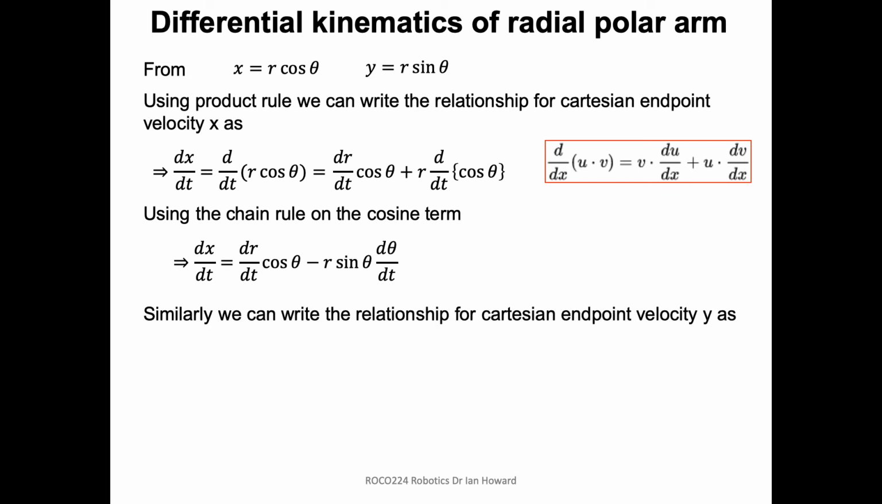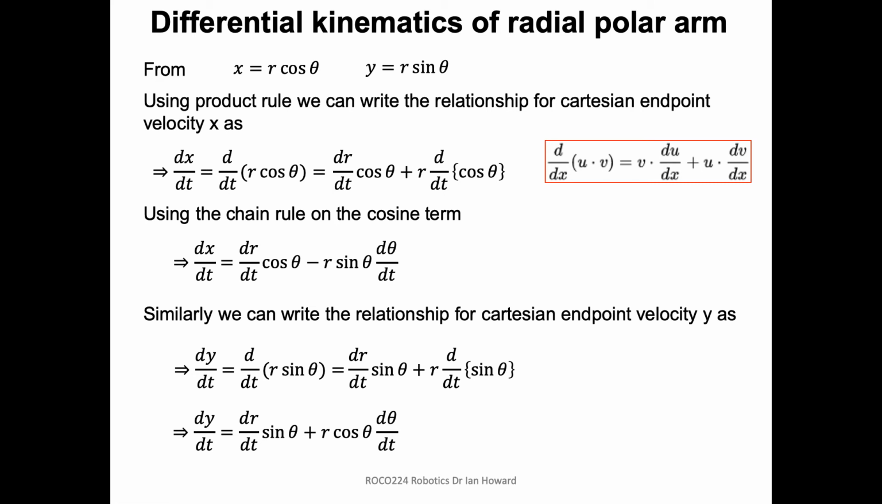Similarly, we can do the relationship for y. So we want to know what's the time differential of y. So it's d dt of r sine theta. Again, we come back to exactly the same kind of issue. So it's going to be using the product rule: dr dt sine theta plus r times d dt of sine theta, and of course d dt of sine theta is going to be cos theta d theta dt, because again we have to use the chain rule in order to evaluate it, because theta is not a constant and is something that's changing with time.